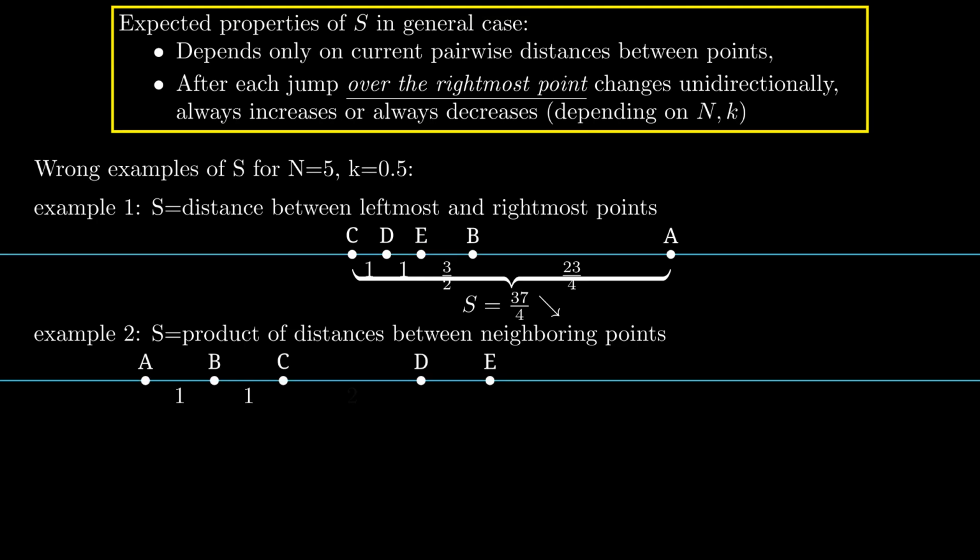Here it is. Jump with decreasing S and jump with increasing S. So this S function also is not a valid semi-invariant and does not suit us.